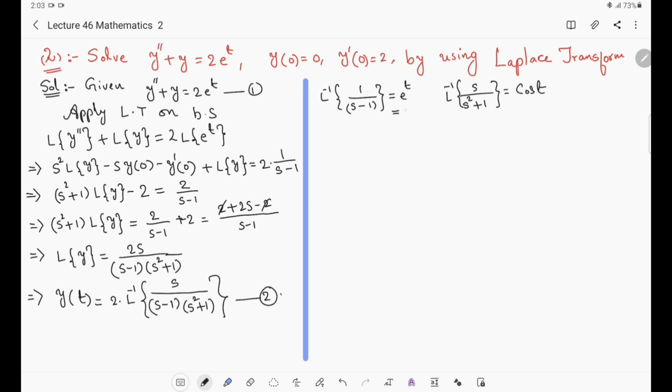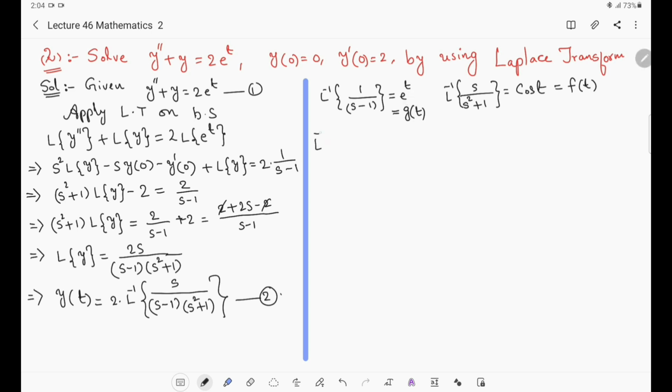Now the simplest function should be selected as g of t. The simplest function is e power t only, in comparison of cos t and e power t. Why we are choosing e power t as g of t, you will understand now.